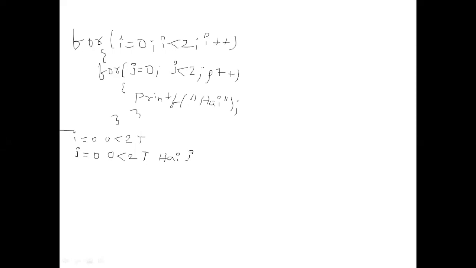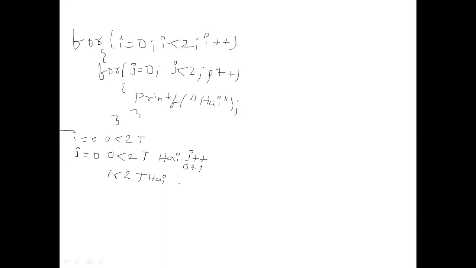Next, it increments the j value. So the j value was previously 0 plus 1. So that makes our j to 1. So j is now 1, 1 is less than 2. Still the condition is true. So the body executes and it prints hi.